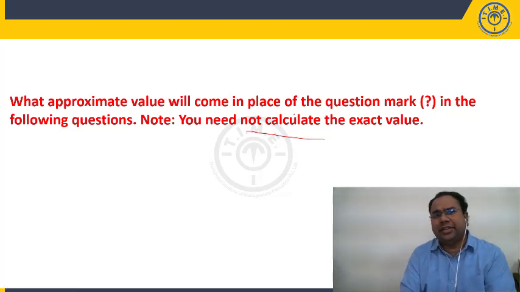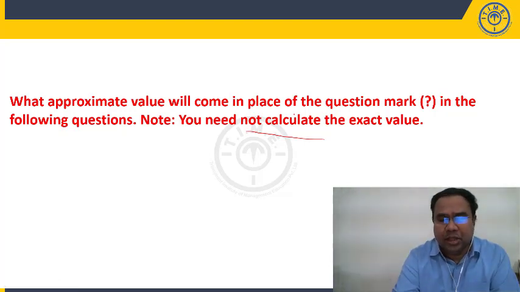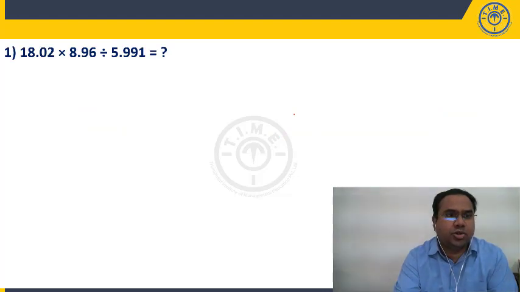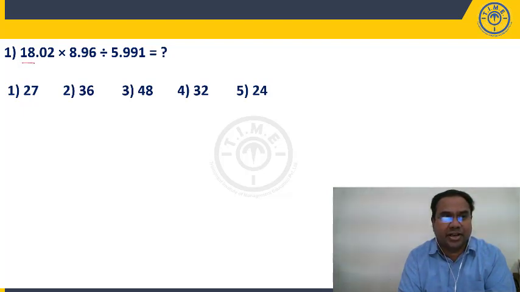We'll start with easy questions and slightly increase the difficulty level. Let us take the first question on your screen: 18.02 into 8.96 divided by 5.991. If they are simplification questions, you have to take the exact numbers and solve. You can't make an approximation. Options will also be very close. These are approximation based questions, so we can take approximate values.